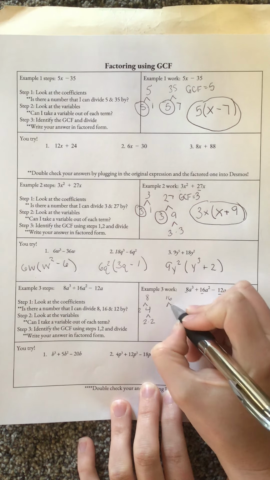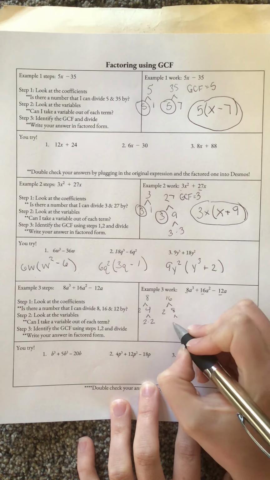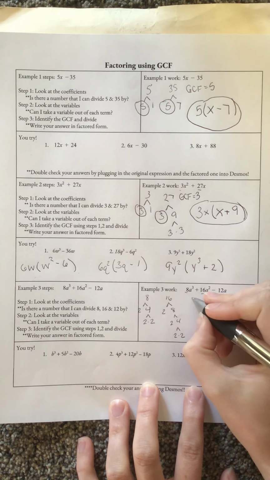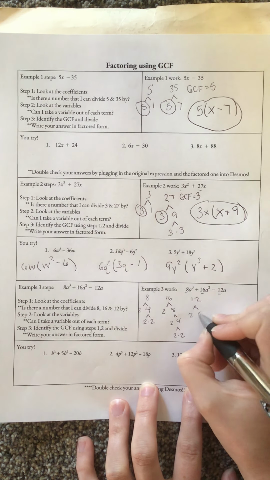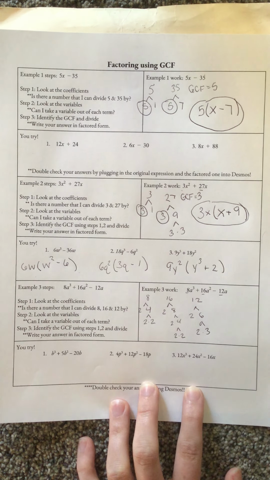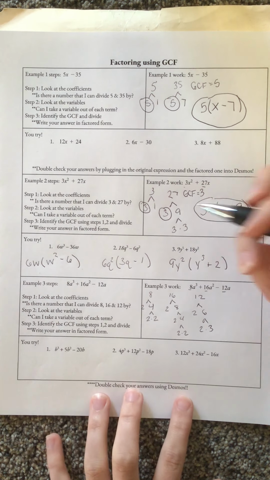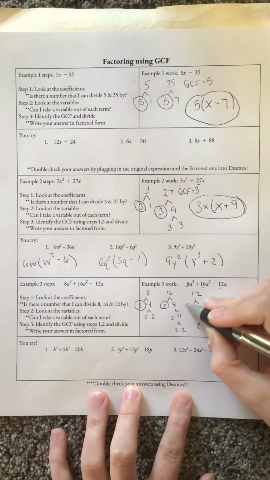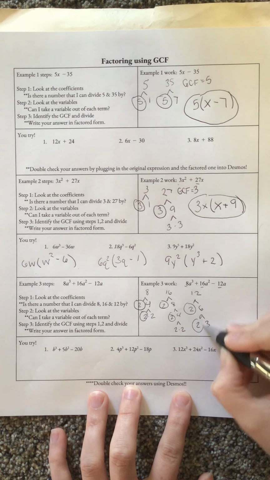Then we look at 16. 16 can be 2 and 8. We already know 8 could be 2 and 4 is 2 and 2. Last, we look at 12. Split that up. 2 and 6, 2 and 3. So now we have 3 numbers. We need to see which ones have the same numbers for each one. So 8 has 1, 2, 16 has 1, 2, 12 has 1, 2. 8 has another one, 16 has another one, and 12 has another one.